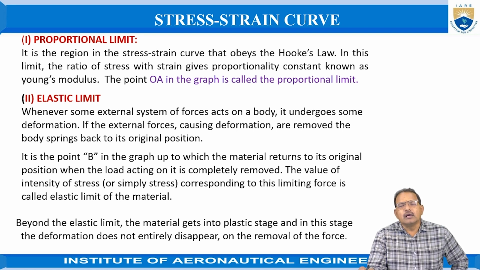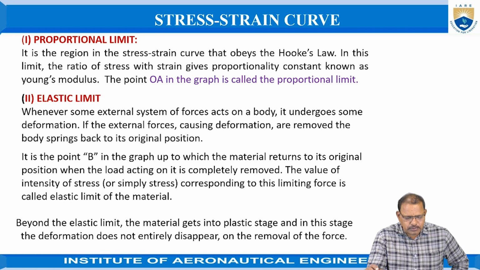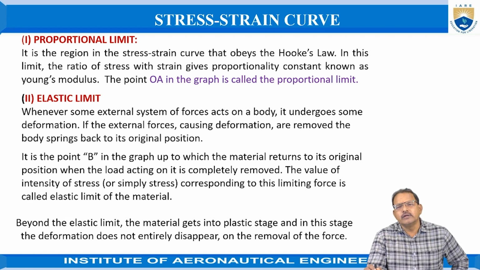Here the line OA is called... up to OA, the stress is proportional to the strain. The point A is called the proportional limit. The B point, already told, is the elastic limit. Up to this point, when the applied load is removed, the material will regain its original shape. But after this point, even though the load is removed, it will not regain its original shape.